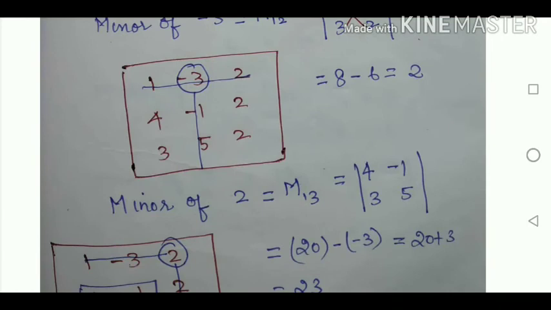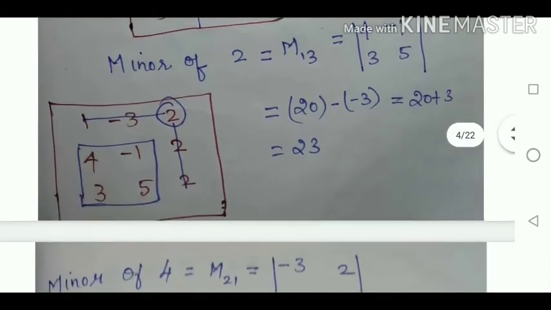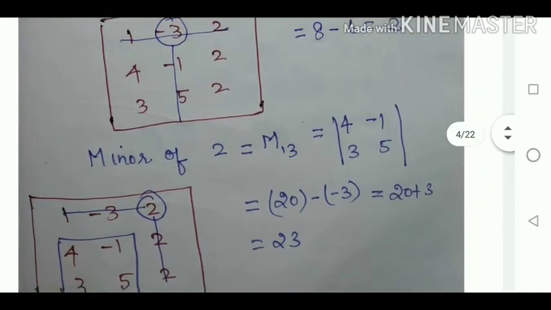Then the minor of 2, which lies in the first row, third element. Therefore, the first row and third column are eliminated. You are getting 4, minus 1, 3, 5. After that, you multiply by cross multiplication. 4 fives are 20, 1 three is 3, minus 3. Here also a minus is there, so minus into minus becomes plus. So 20 plus 3 is 23.